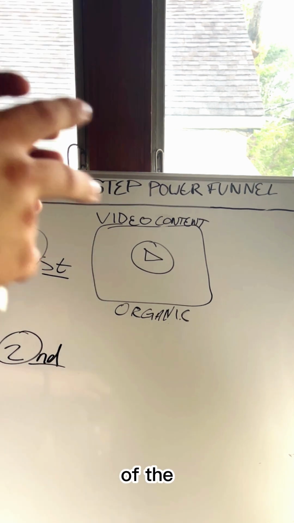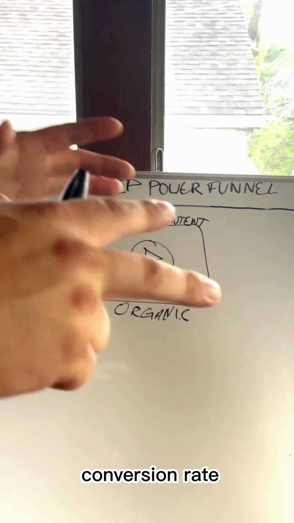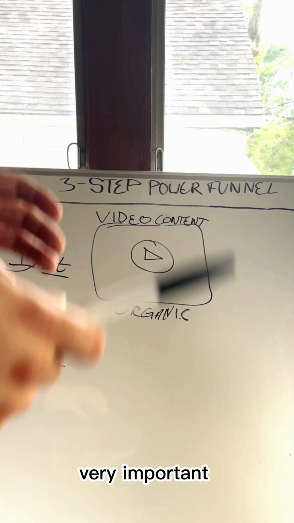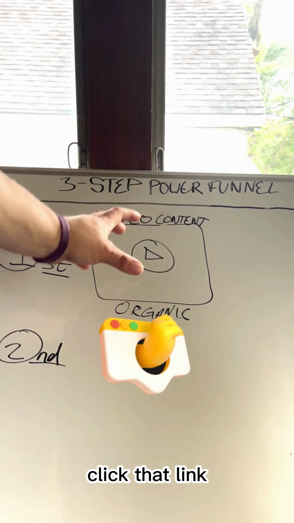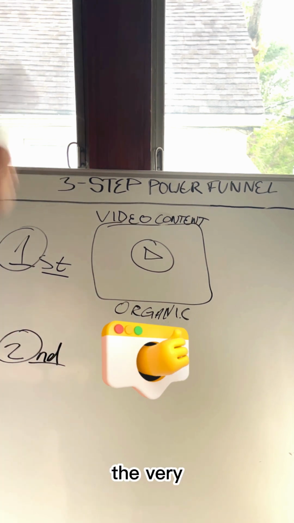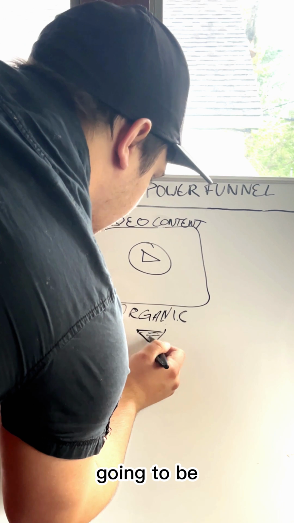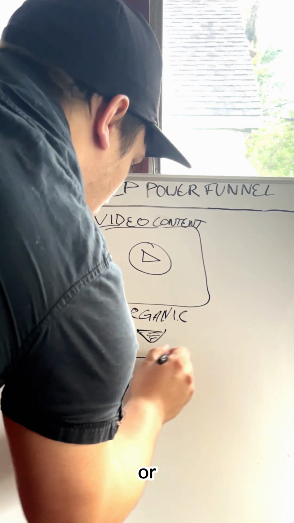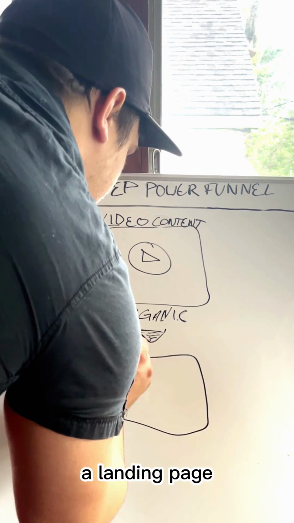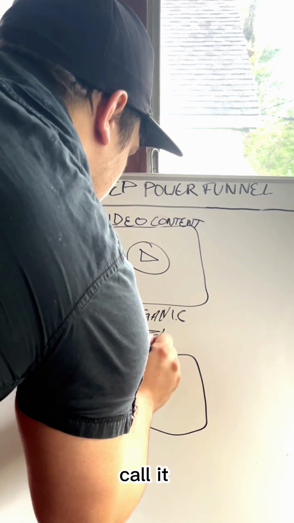Because the execution of the next step is so important to your conversion rate, but it's also very important to your traffic. Once people click that link from your organic video, the very next thing they go to is most likely 90 to 100% of the time going to be an external website, or what we call in the industry a landing page or opt-in page. So we're going to call it our opt-in page.